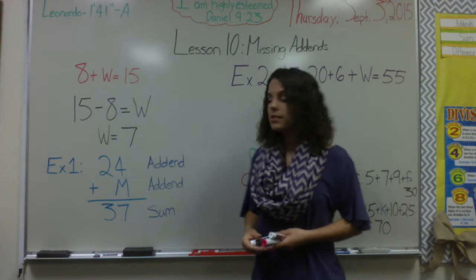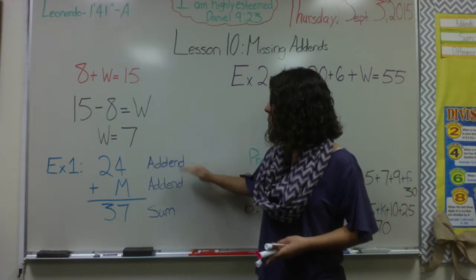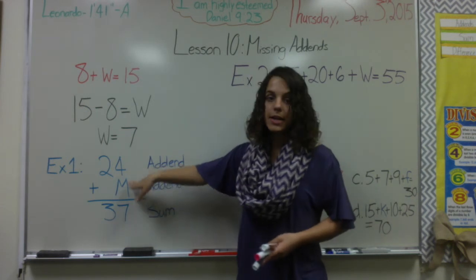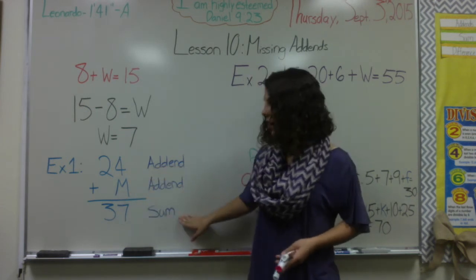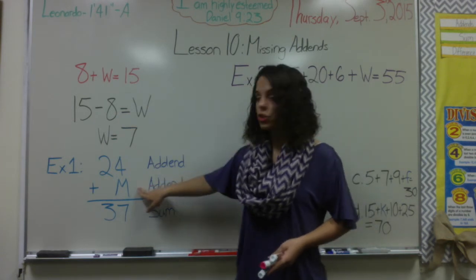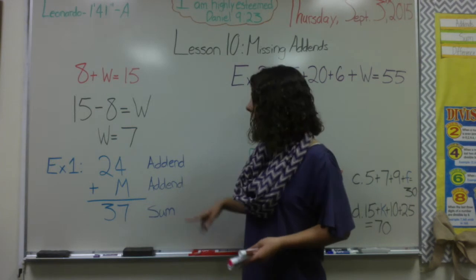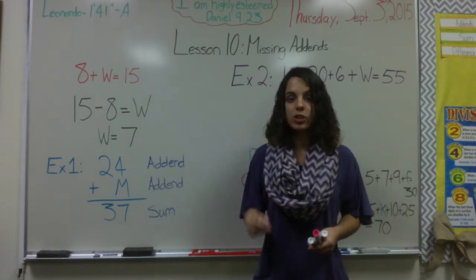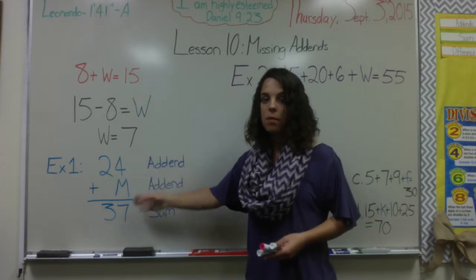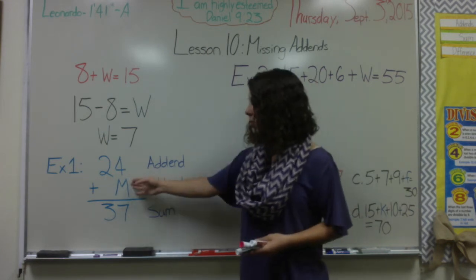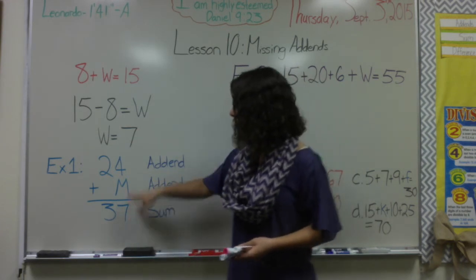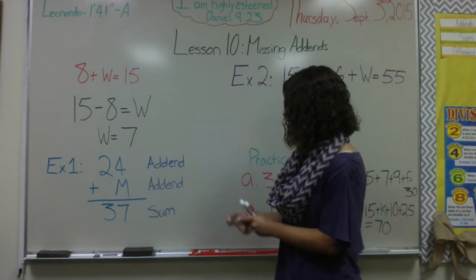Alright, so example 1. Remember that addends are numbers that are being added together, and our sum is the answer to an addition problem. So when I have a missing addend, which is M, I'm going to turn it into a subtraction problem, because these 3 numbers are part of a fact family, and I want to solve for what M is, meaning I want it to be my answer. So I'm going to do 37 minus 24.